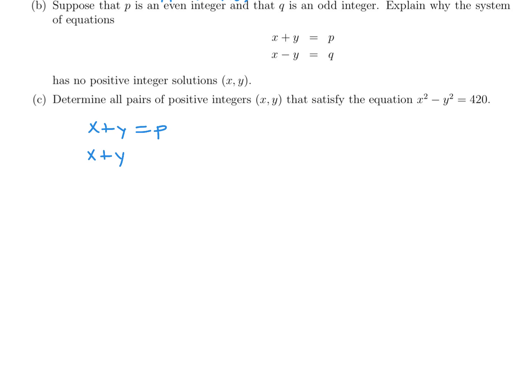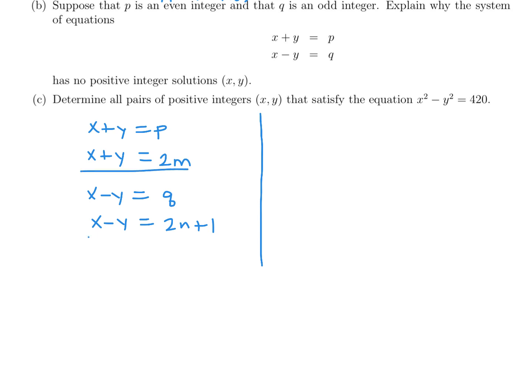There's a couple ways of doing this. I'll do it both ways, and then you guys can decide which one you like better. In the first way, I'm going to talk about p in terms of an even integer, because all even integers are of the form 2 times something. And then I'm going to do the same thing for q, but q they're saying is odd, right? So that'll be 2n plus 1. All odd numbers are of that form. And then now we try to solve it, so we're going to add this with this. That'll give me 2x because the y's cancel, and I have 2m plus 2n plus 1.